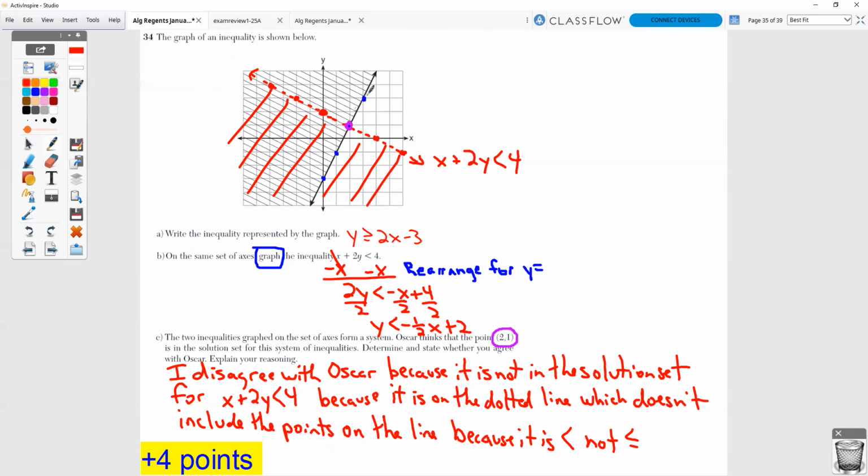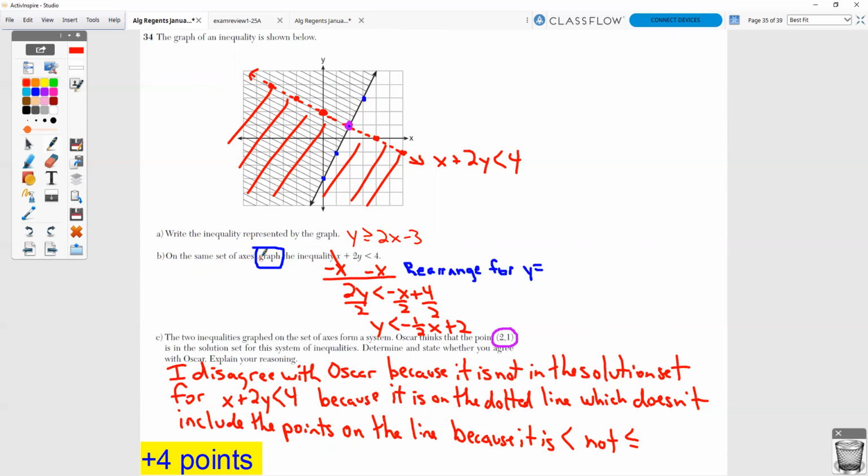And then the reason why I wrote in the points is because I'm going up 2 over 1, up 2 over 1, up 2 over 1. You could either write 2 or 2 over 1 in front of the x. That would be worth 1 point.